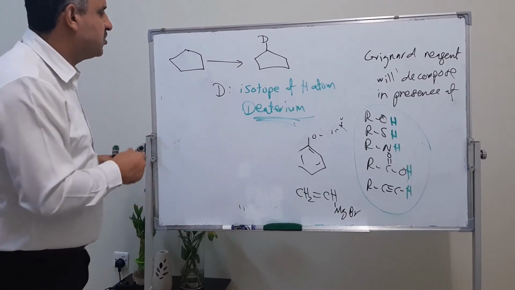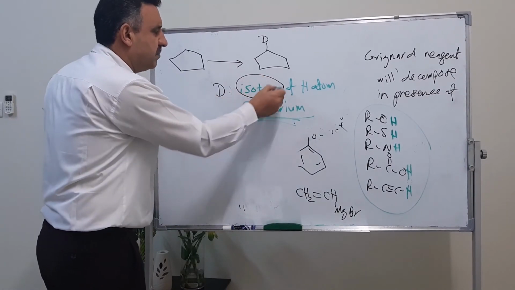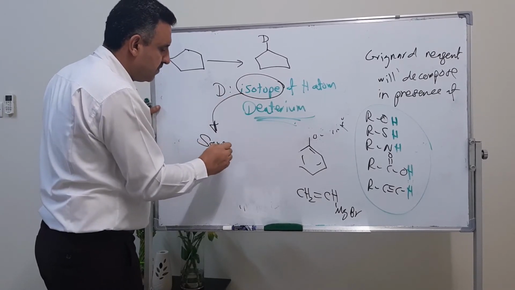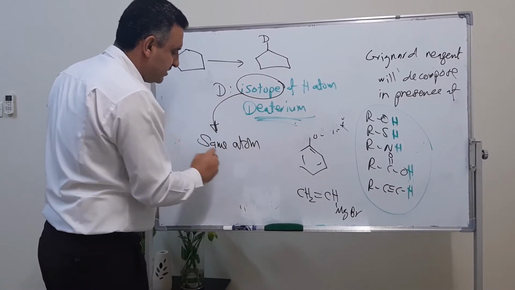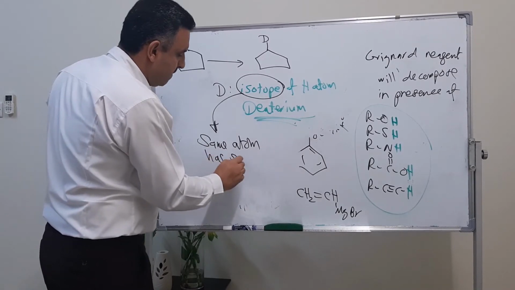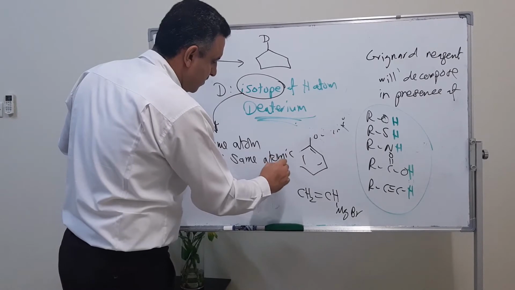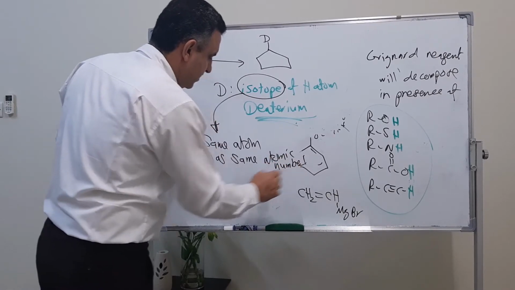So what's an isotope actually in chemistry? It's the same atom, has the same atomic number, but different what?